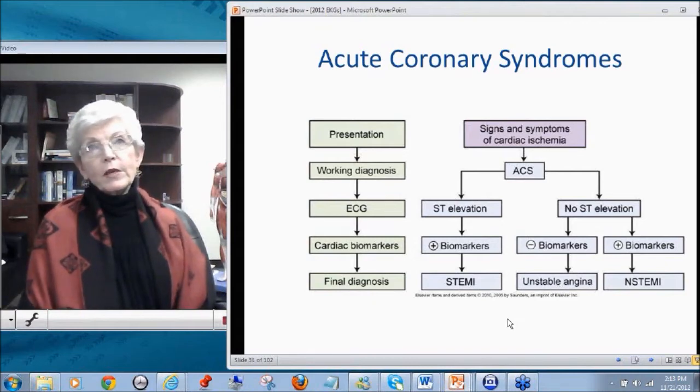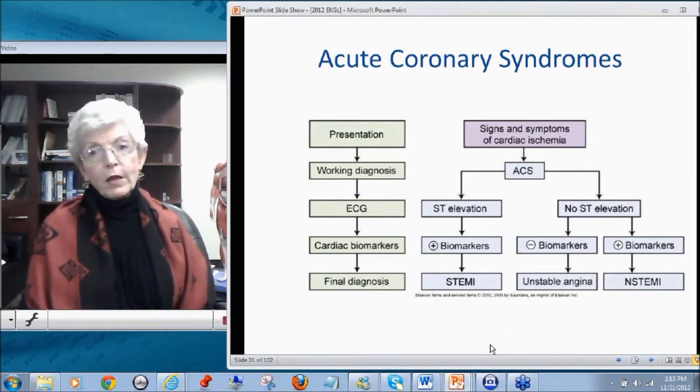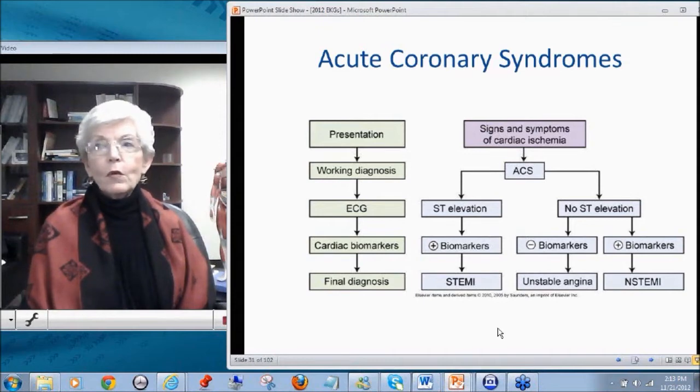So what do we want to look at? Why do we look at a 12-lead EKG? We want to look at specific changes in the EKG pattern that would let us know where we were at in an acute coronary syndrome by looking at the EKG. And we've seen this before. We've had this slide before in previous discussions.